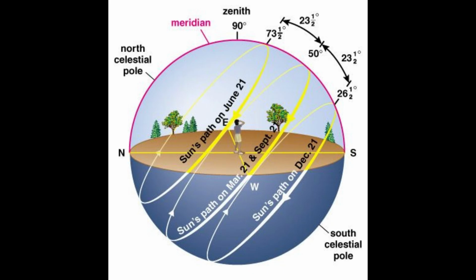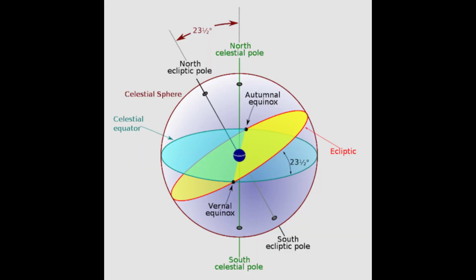Sun's journey through the sky. The path of the sun through the sky varies throughout the year due to the Earth's tilt, and this path is known as the ecliptic. The celestial equator, the equivalent of Earth's equator, is where the ecliptic intersects, and it is where the equinoxes are located on the celestial sphere.